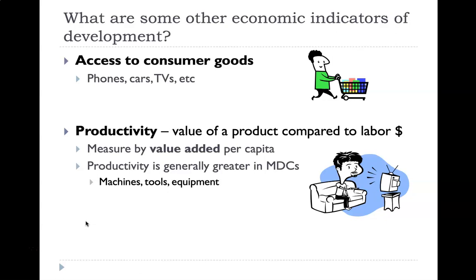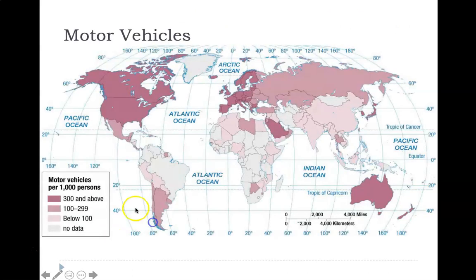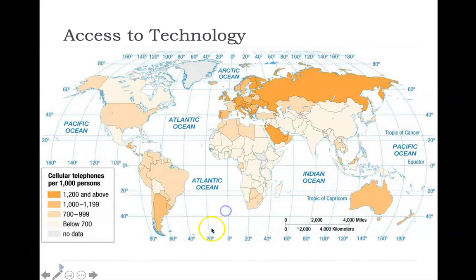Start looking at things like value added per capita, right? Productivity is generally going to be greater in MDCs because of machines, tools, equipment that are kind of the right stuff. So there's motor vehicles per person. Again, we see per 1,000 people, so it's normed again. And you look and you do see a clear connection to the developed world versus the developing world, right?